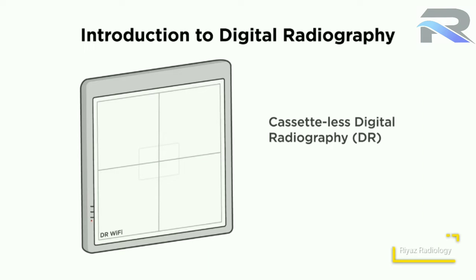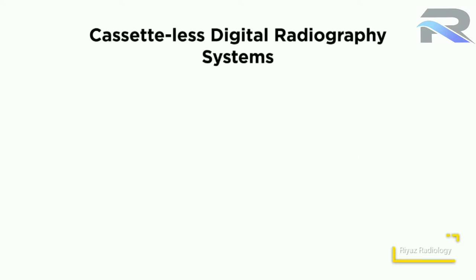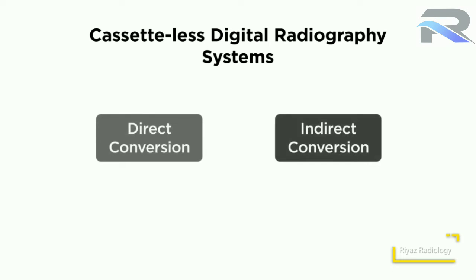In this video, we'll be covering cassetteless digital radiography systems. Cassetteless digital radiography is different from CR radiography in that there is no cassette or imaging plate reader. Cassetteless digital radiography can be broken down into either direct or indirect systems.